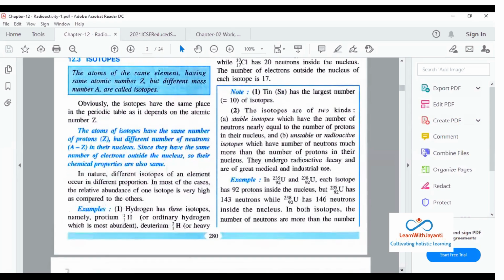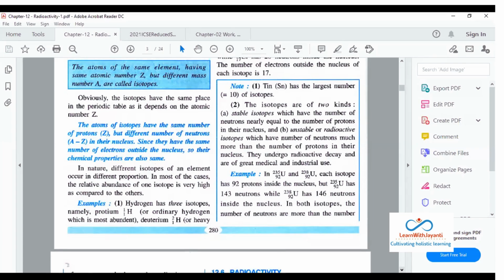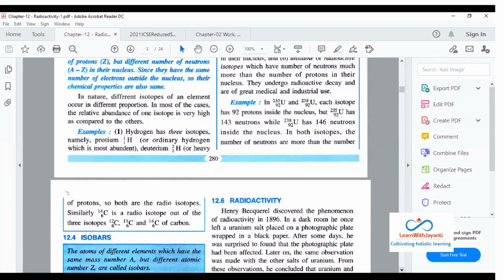Now another example which we are going to study, on which nuclear fission and fusion are based. Fission, not fusion. Uranium is unstable, right? Yes, it's highly unstable. This example comes in the exam, okay? If you notice uranium, this is the 235 uranium and this is the 238 uranium. Now each isotope has 92 protons. Please read this properly because something or other comes from this. Now the 235 one has 143 neutrons and 238 has 146 neutrons. Now in both isotopes, the number of neutrons is more than the number of protons. So both are called radioisotopes.